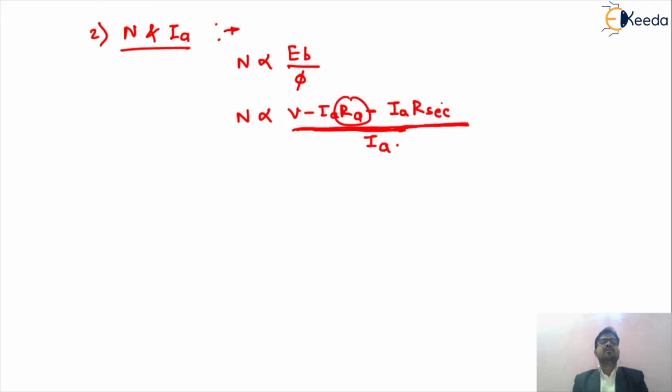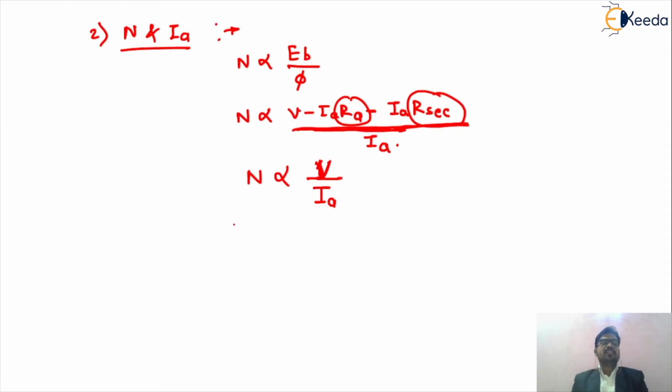So the terms Ra and Rse we now treat as negligible, and we get one very important expression concerning speed and armature current. The speed is directly proportional to the voltage but inversely proportional to the current. So it is V by Ia.